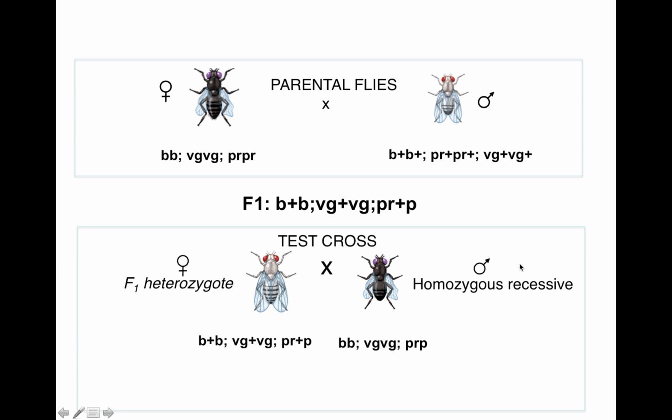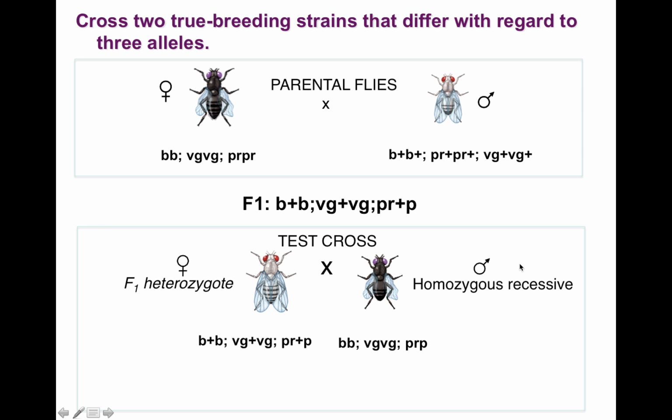Remember that if the fly gene is designated with a plus sign, that means it's the wild type allele. So a cross between true breeding strains that differ with regard to three alleles is the first cross that we set up. Here's our true breeding, black-bodied, purple-eyed, vestigial-winged female mated to a wild-type male. The F1 that got produced are going to look like this. They're going to look wild-type, but we know that their genotype is actually heterozygous at each genetic locus, with one wild-type allele and one mutant allele.